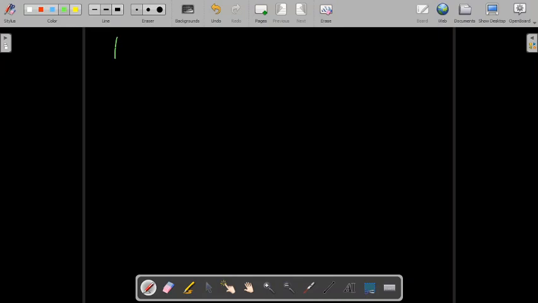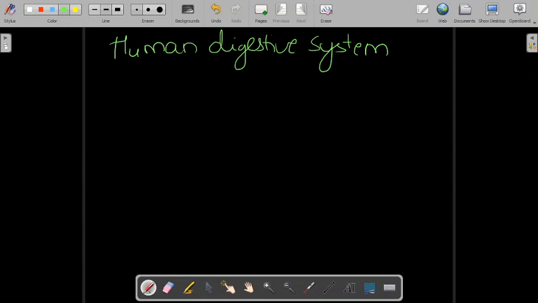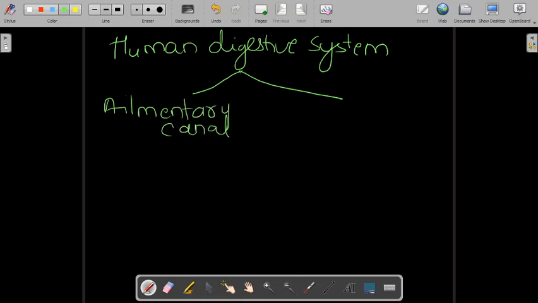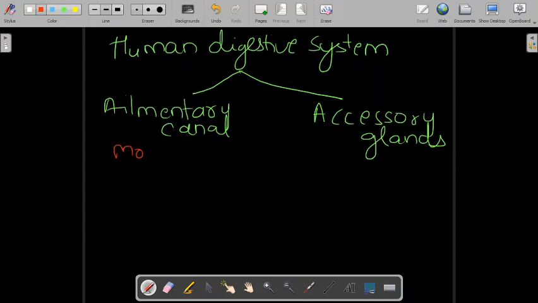The human digestive system is divided into two parts. First, you have the alimentary canal, and second, you have accessory glands. The alimentary canal consists of different parts. The first part of the alimentary canal is the mouth. Then you have the esophagus.